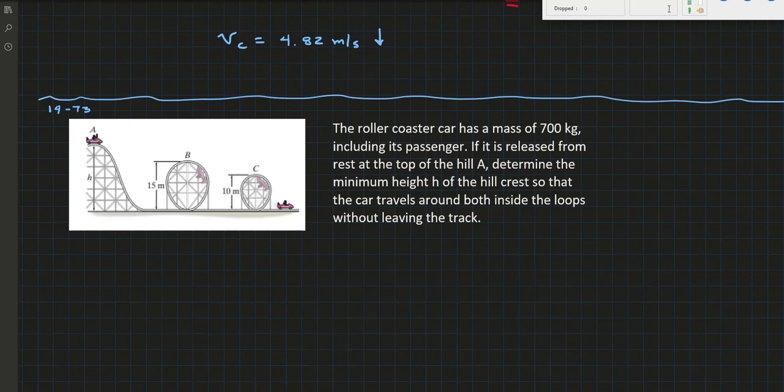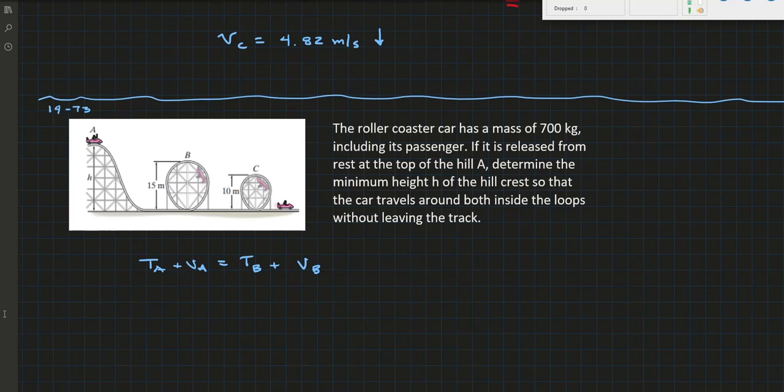This is 1473. So we've got a roller coaster here with two loop-de-loops, and we want to figure out what the height of this hill is so that this car has enough energy to go around both loops. So let's start out with the energy equation. TA plus VA equals, let's do potentially the first loop first, TB plus VB.